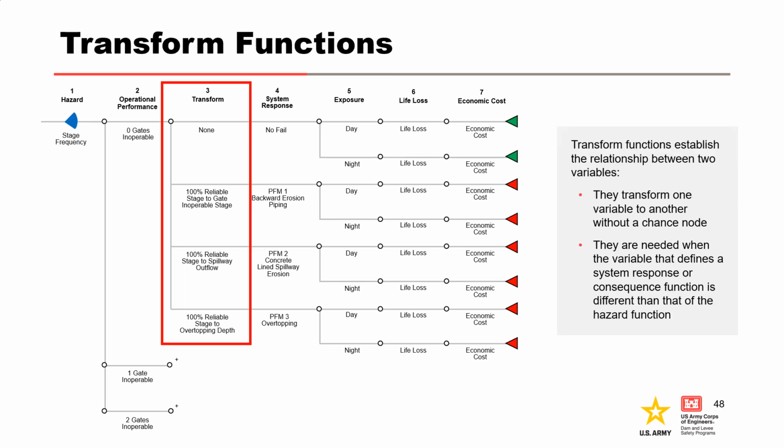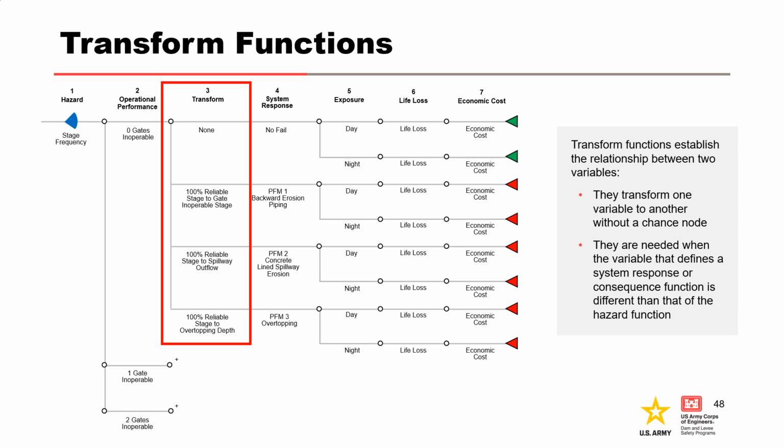In level 3, we have transform functions. As their name implies, transform functions are used to transform values of one variable to another variable. We can use set relationships that can help us transition from one variable to another, like inflow to outflow, inflow to stage, or stage to overtopping depth.